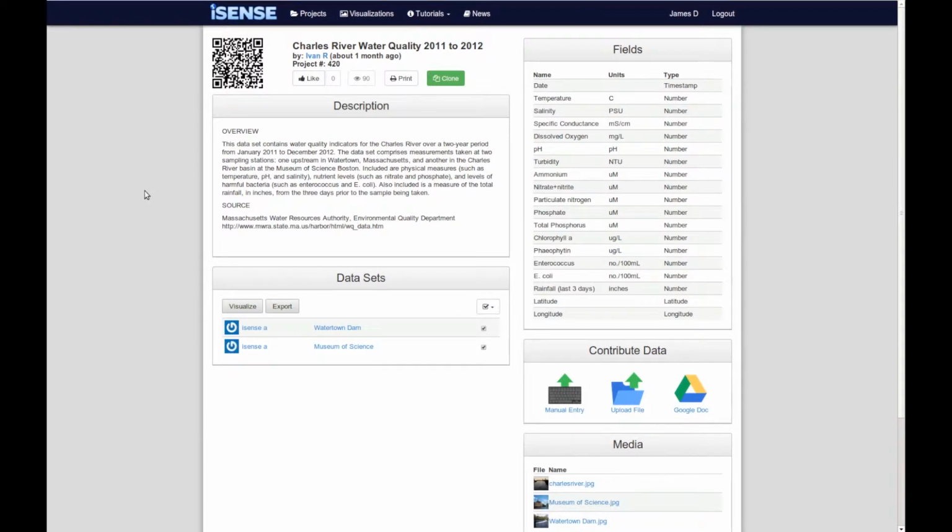Hello. In this tutorial, we'll be looking at water quality data for the Charles River to learn how to use the map, timeline, and bar chart tools in iSENSE. For this project, water quality data were collected at two locations on the Charles River, Watertown Dam and Museum of Science, over the course of 2 years. Let's load up the visualizations and have a look at the data.